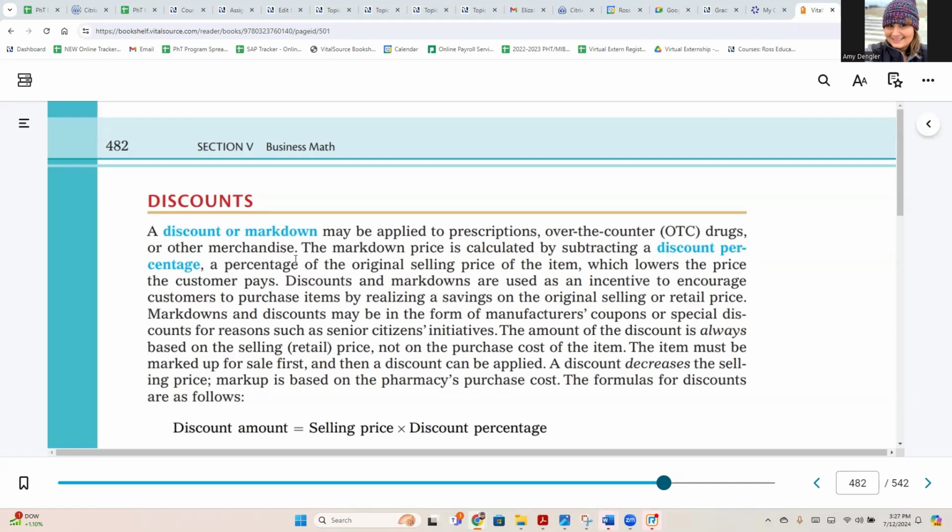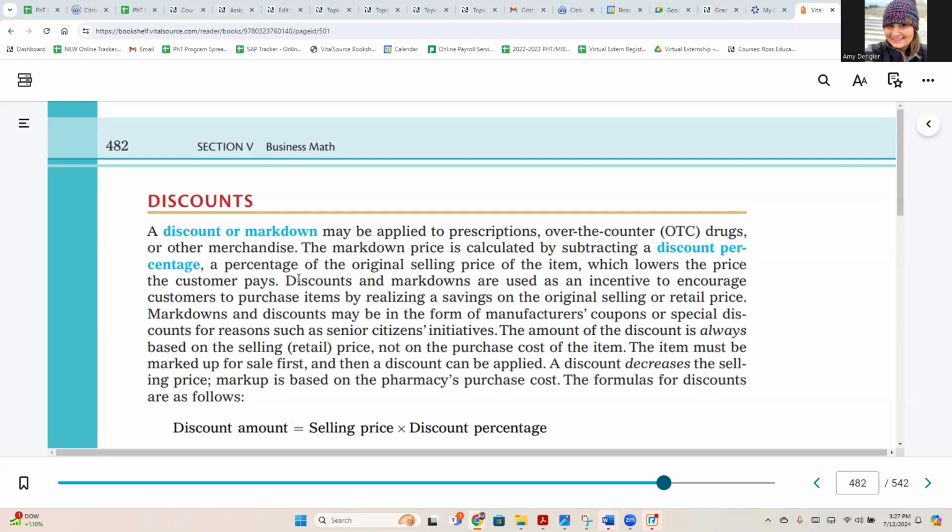A discount or markdown may be applied to prescriptions, over-the-counter drugs, or other merchandise. The markdown price is calculated by subtracting a discount percentage, a percentage of the original selling price of the item, which lowers the price the customer pays. Discounts and markdowns are used as an incentive to encourage customers to purchase items by realizing a savings on the original cost or retail price.